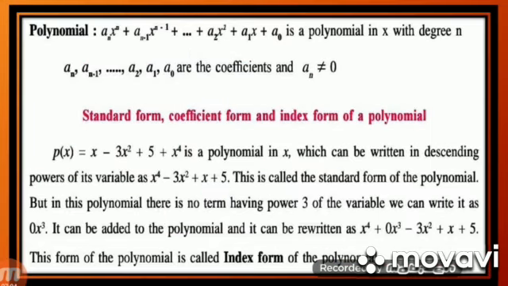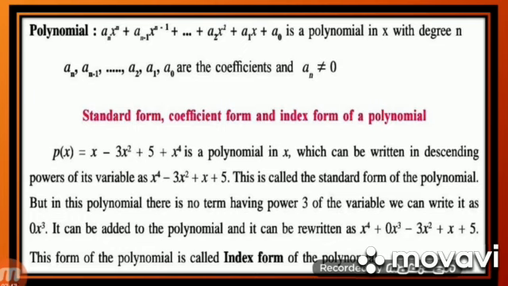The general form of a polynomial is written as aₙxⁿ + aₙ₋₁xⁿ⁻¹ + etc. + a₂x² + a₁x + a₀. This is a polynomial in x with degree n. aₙ₋₁, etc., a₂, a₁, a₀ are the coefficients and aₙ is not equal to 0.